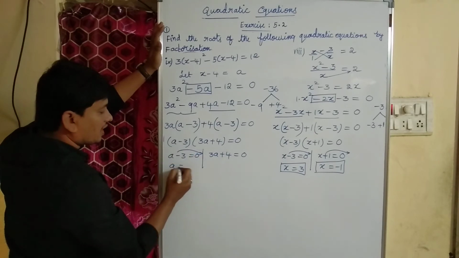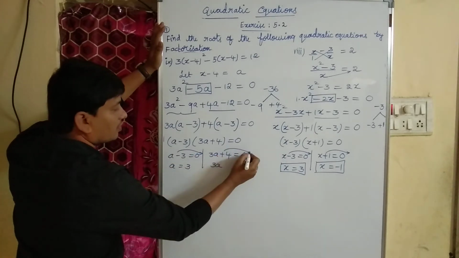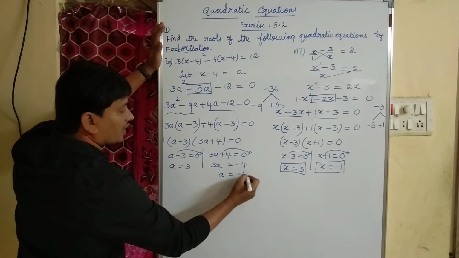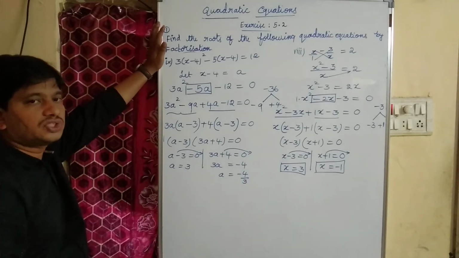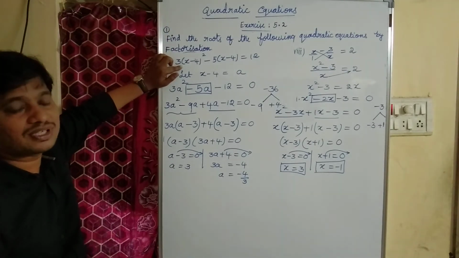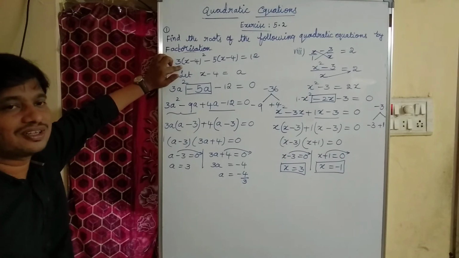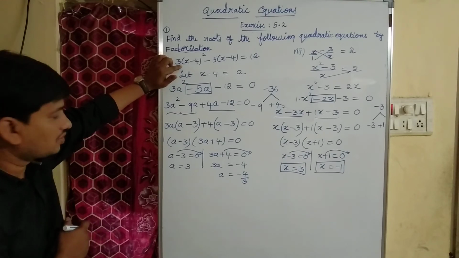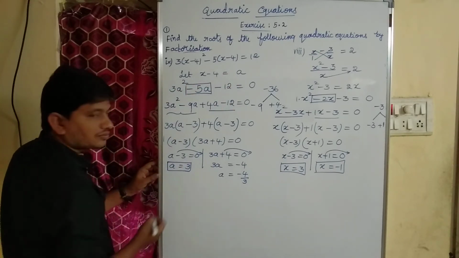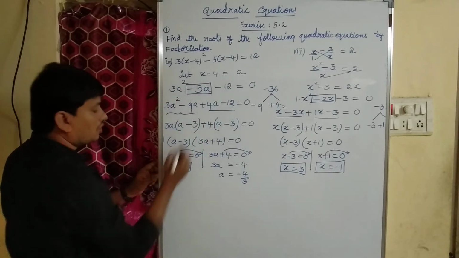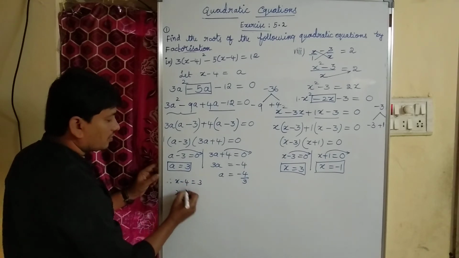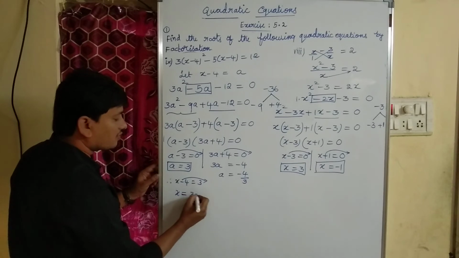Minus 3 you transpose, you will get a equal to 3. Plus 4 you transpose, you will get 3a equal to minus 4. 3 is multiplying, transpose, you will get a equal to minus 4 by 3. Children, as the question is in terms of x, the roots should also be in terms of x only. Okay, the sum is not over. So as we considered x minus 4 equal to a, what is the value of a? A value 3, right? Therefore x minus 4 equal to 3. So x minus 4 you transpose, you will get x equal to 3 plus 4.